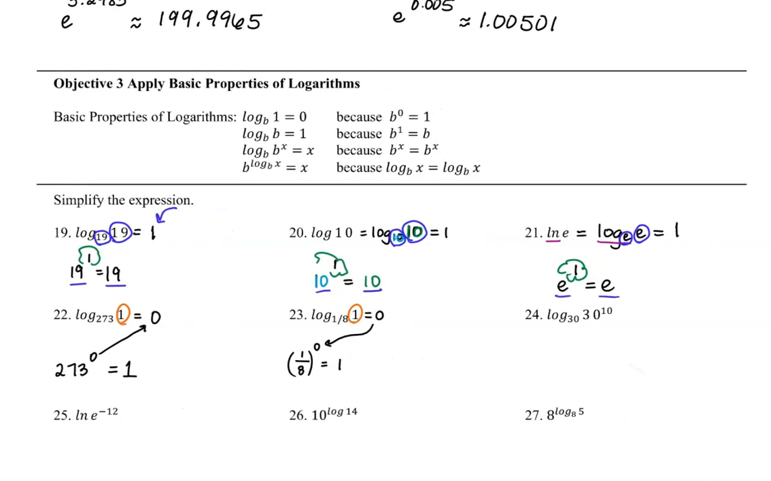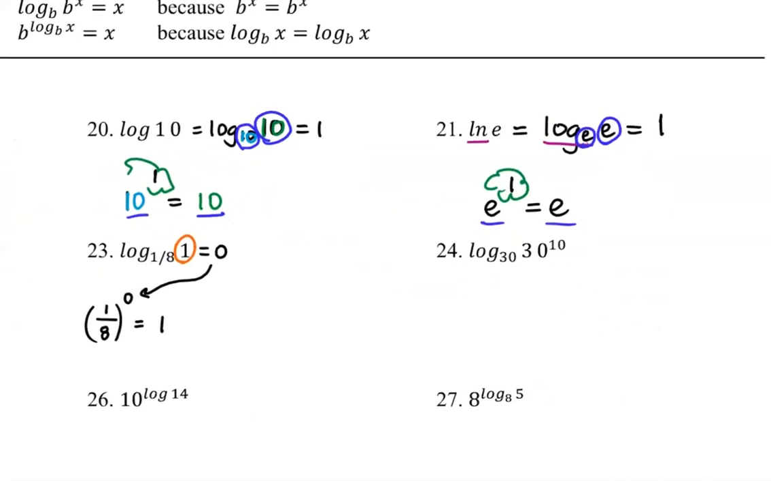Example 24, we have log base 30 of 30 to the 10th. Remember, a logarithm is simply an exponent. In particular, we're being asked to find the exponent that goes on the base of 30 in order to give us what is on the inside of the logarithm, which is 30 to the 10th. And that exponent we can see is 10.